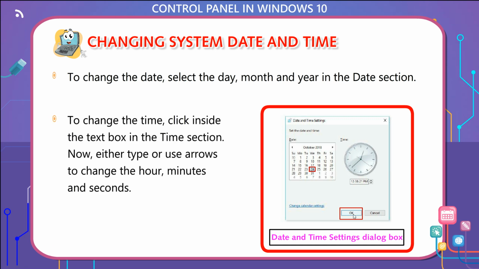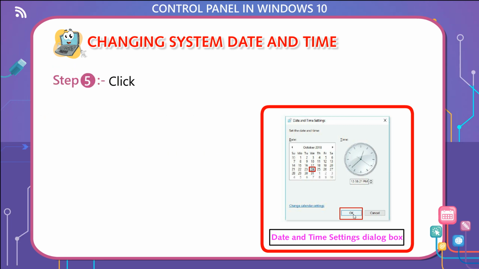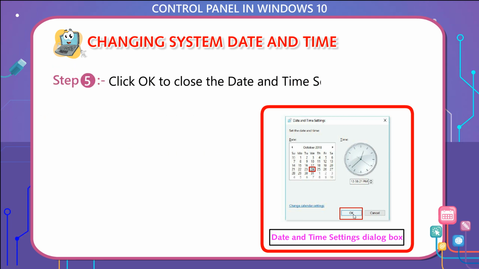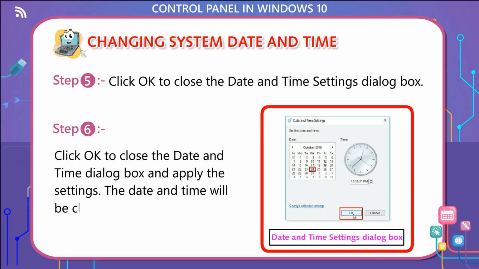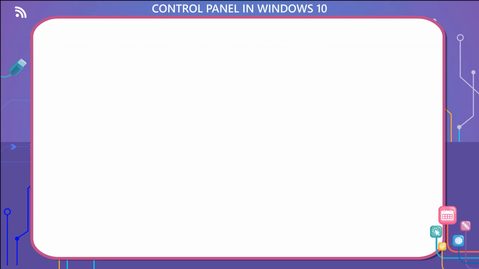To change the time, click inside the text box in the Time section. Now, either type or use arrows to change the hour, minutes, and seconds. Step 5. Click OK to close the Date and Time settings dialog box. Step 6. Click OK to close the Date and Time dialog box and apply the settings. The date and time will be changed accordingly.